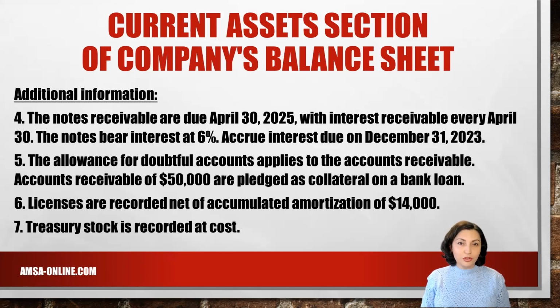The allowance for doubtful accounts applies to the accounts receivable. Accounts receivable of $50,000 are pledged as collateral on a bank loan. Licenses are recorded net of accumulated amortization of $14,000. Treasury stock is recorded at cost. The goal of this exercise is to prepare the current assets section of the company's balance sheet as of December 31st, 2023. Let's get back to the balances provided.